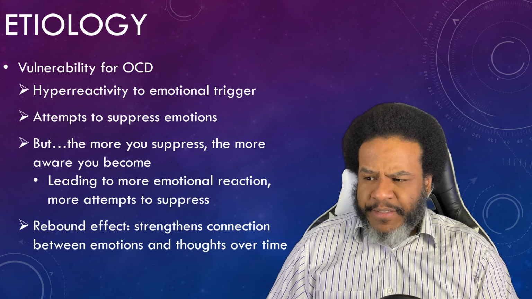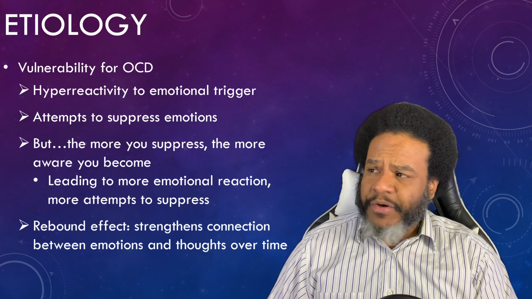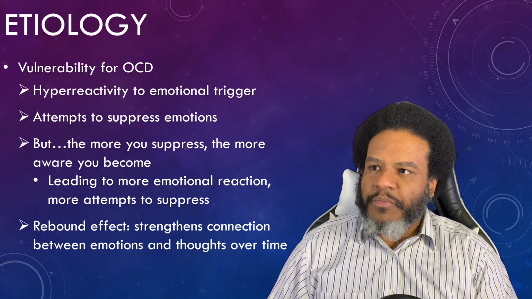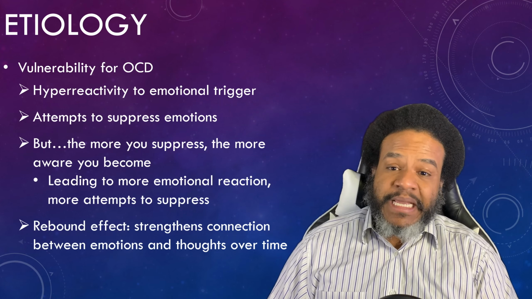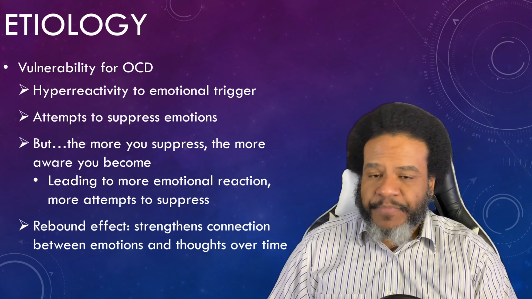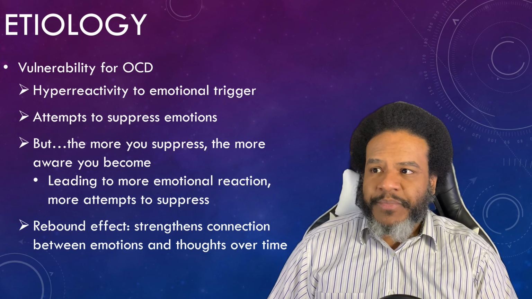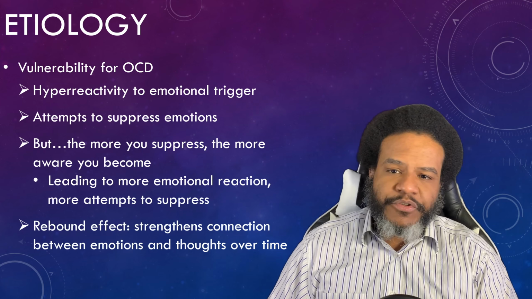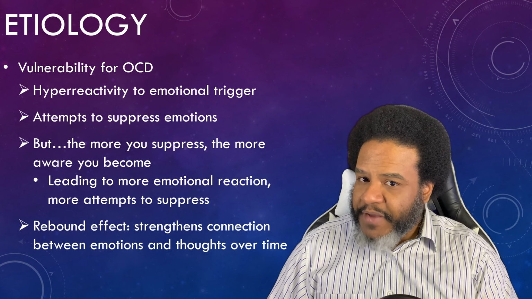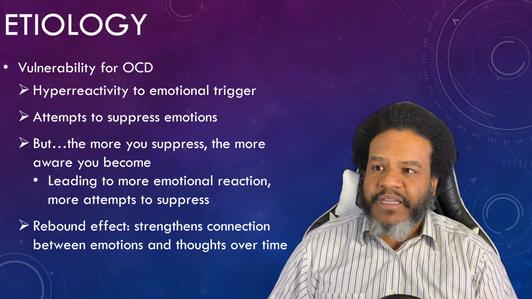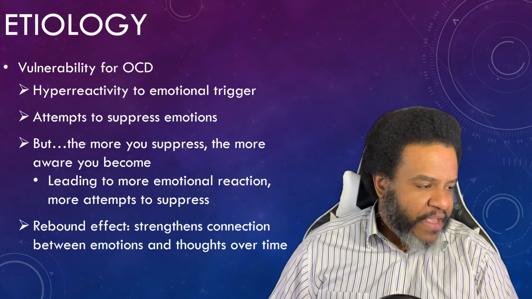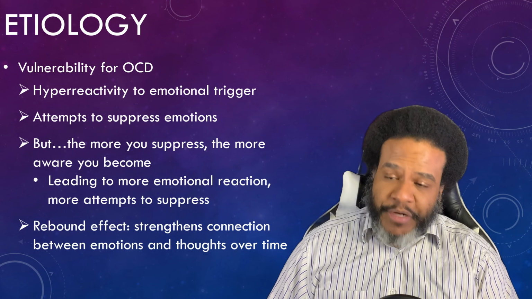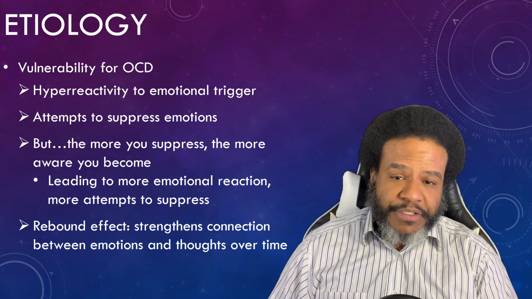All right, so if any of that was confusing to you, didn't make sense, send me an email, come to office hours. Just a little bit of review here. We're looking at how hyperactivity to an emotional trigger leads to attempts to suppress emotions. The more you suppress, the more aware you become. This leads to a greater emotional reaction and more attempts to suppress. So this is the rebound effect that we were talking about on the prior slide, and this strengthens the connection between emotions and thoughts over time. That's the most important thing to understand about the rebound effect. It strengthens the connection between emotions and thoughts over time.